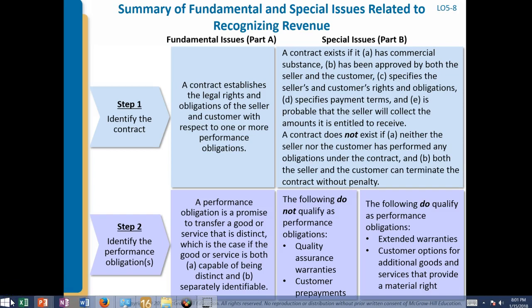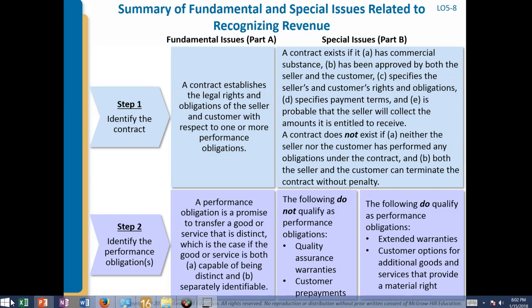So to summarize these various steps, in step 1 we identify the contract. Now a contract establishes the legal right and obligations of the seller and the customer with respect to one or more performance obligations. And then there are some special issues if the contract has commercial substance or has been approved by both the seller and customer, or specifies the seller's and customer's rights and obligations, payment terms, and is probable the seller will collect the amount it is entitled to receive.